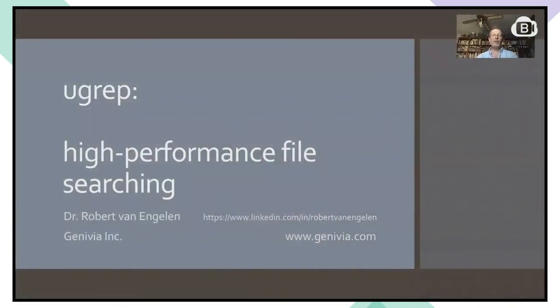Hello, my name is Robert van Engelen. I'm with Genevia Incorporated. I've been a professor for 20 years and I'm a computer scientist at the moment at Genevia Incorporated. I'm presenting Ugrep, a high-performance file searching utility. And I want to share with you a couple of algorithms that we worked on that are new as far as we can tell. We did a search and yeah, this is what it is.